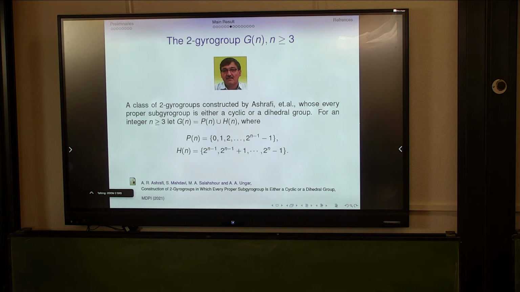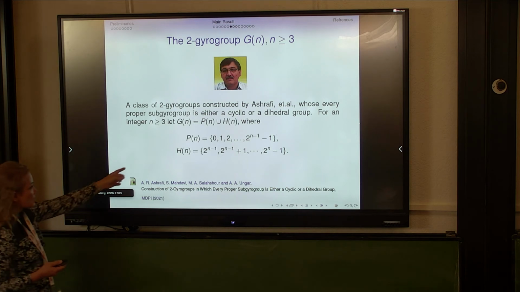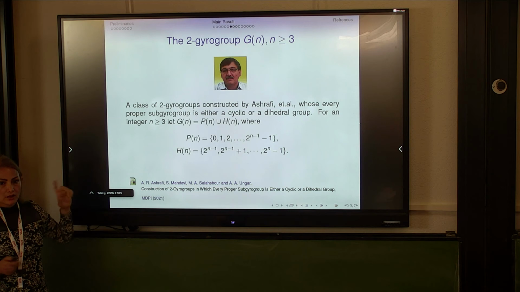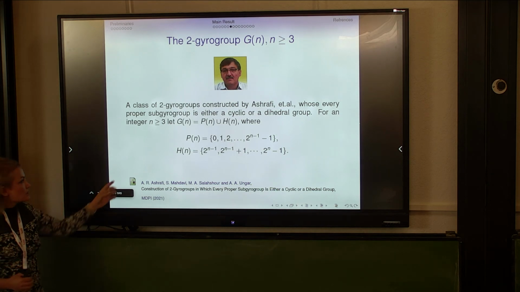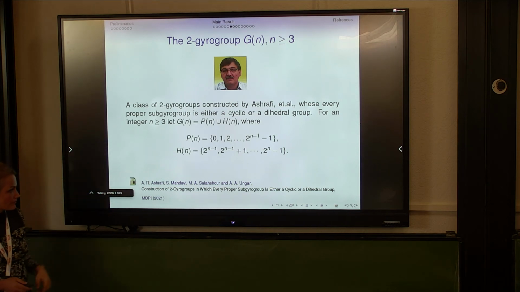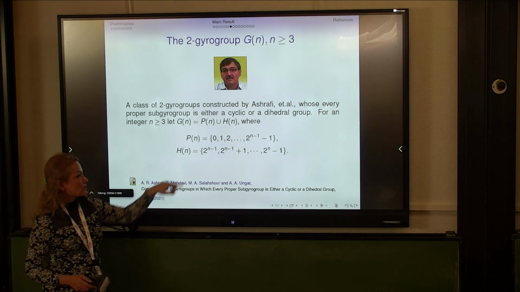But I want to consider a special class of gyrogroups, which is shown by Gn for an integer n greater than or equal to 3. This is constructed by Ashrafi, Ungar, and two other authors, and every proper subgyrogroup of this structure is either a cyclic or a dihedral group. Consider these two subsets. Our structured gyrogroup Gn is the union of these subsets. I will denote 2 to the n minus 1 by m.